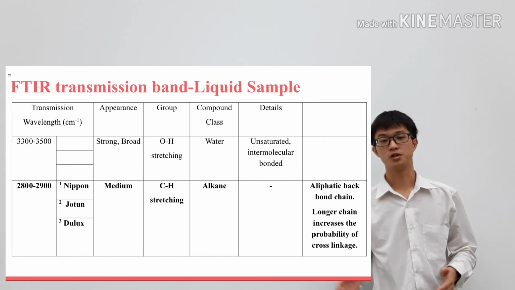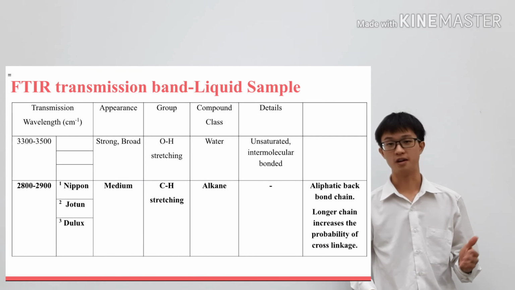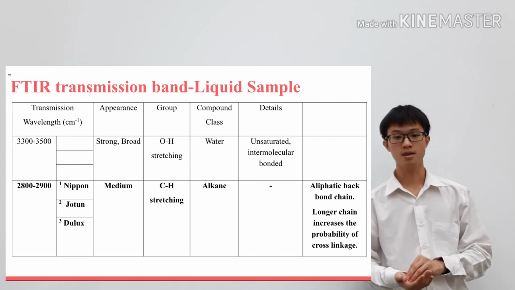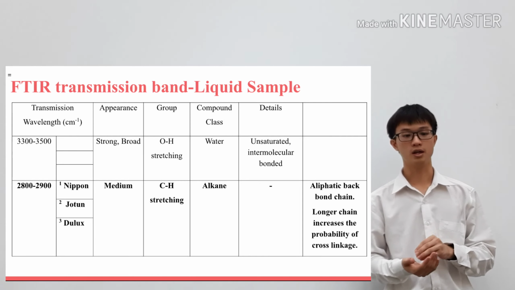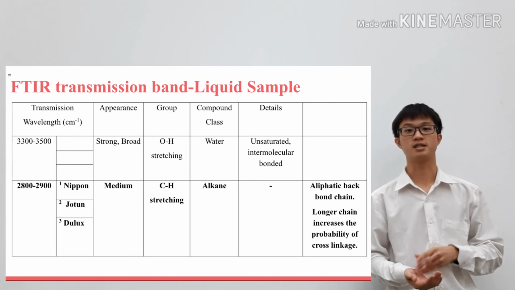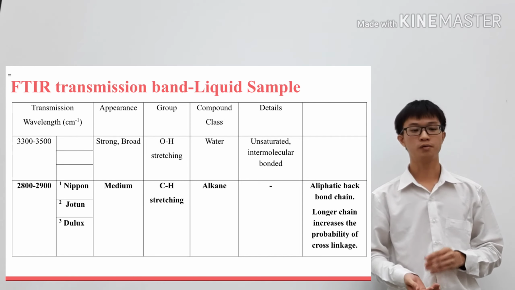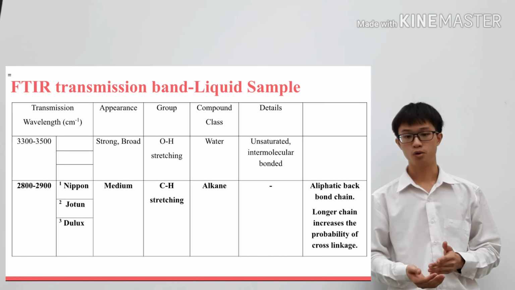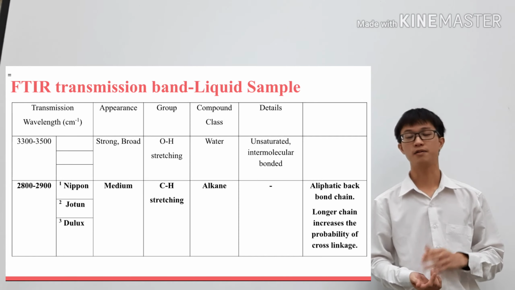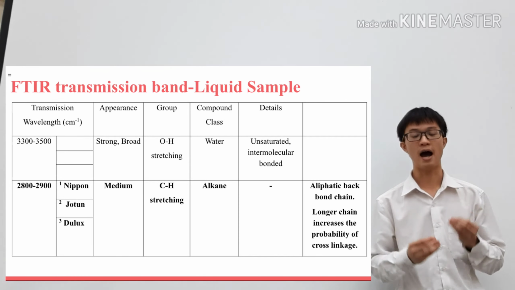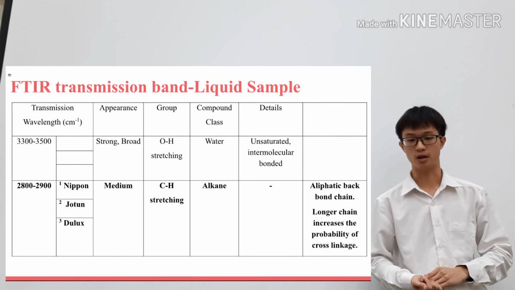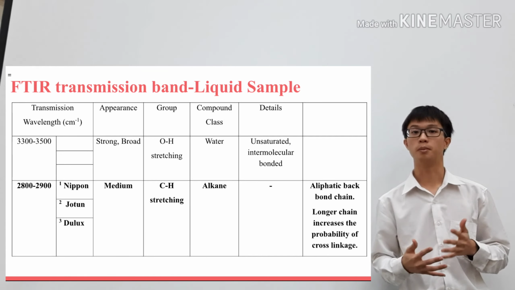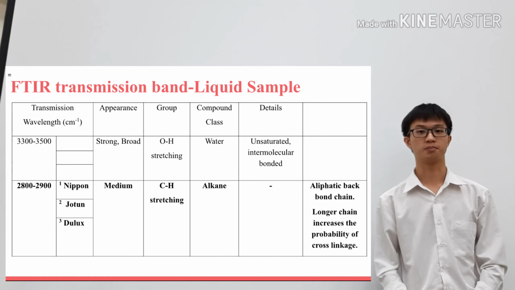In the range of 3,300 to 3,500, we have water, which is the solvent of acrylic, a water-based paint. It shows that water is present as the solvent. Also from 2,800 to 2,900, we have the CH stretching, which shows that the aliphatic backbone chain is the highest in Nippon paint, followed by Jordan and Deluxe. The longer the chain is, the higher the probability to form cross-linkage.